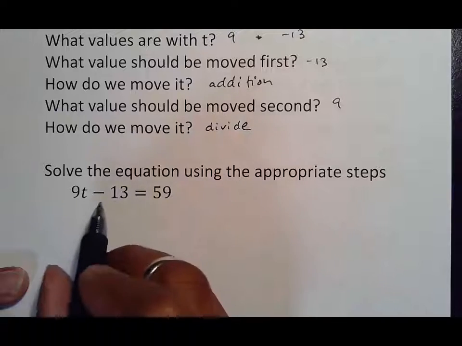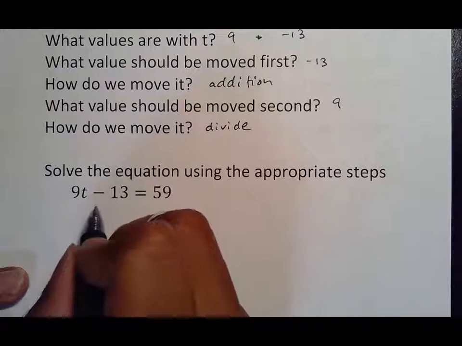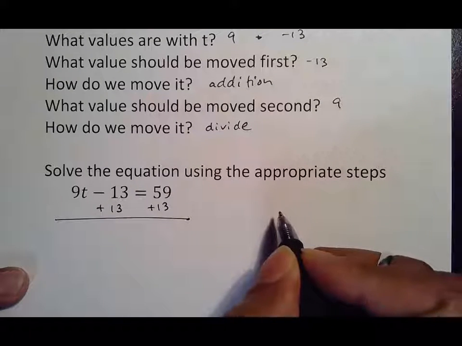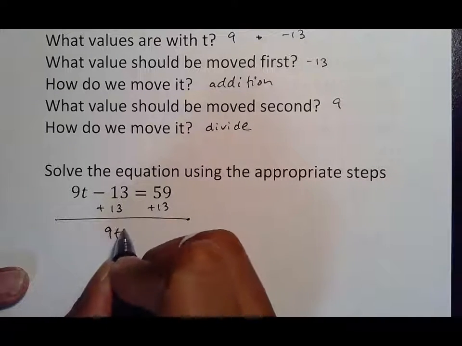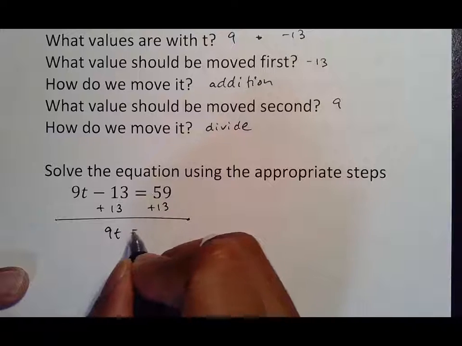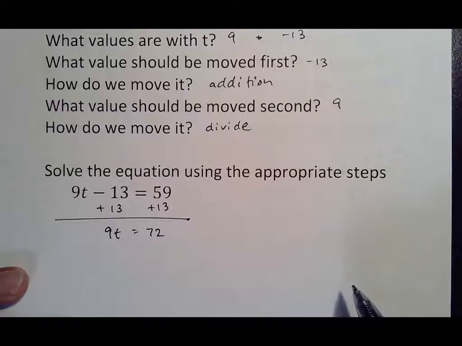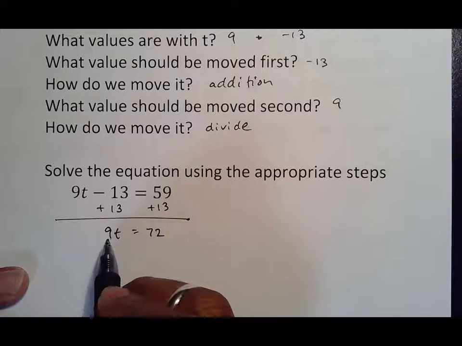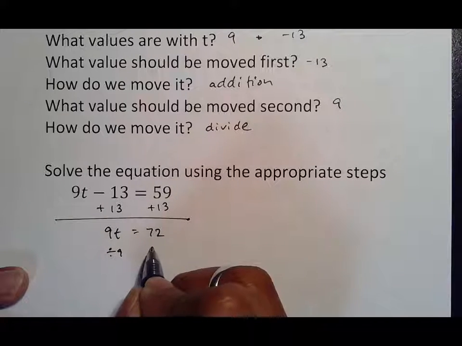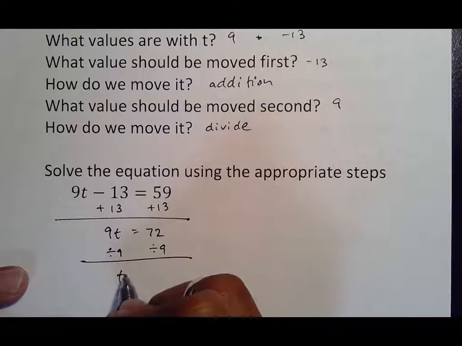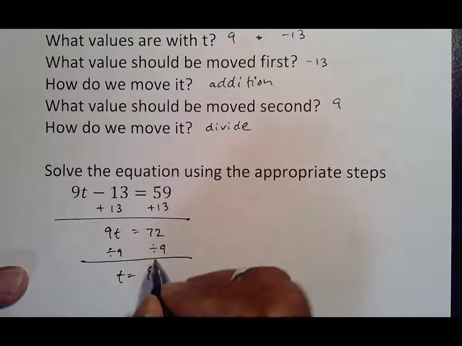Again, the first thing we want to do is move our addition subtraction, and so we add 13. 9t comes down again because that goes away, equaling 59 plus 13, which I believe is 72. We then have to move the 9, so we'll put divided by 9. Again, the 9's go away, t comes down, 72 divided by 9 is 8.